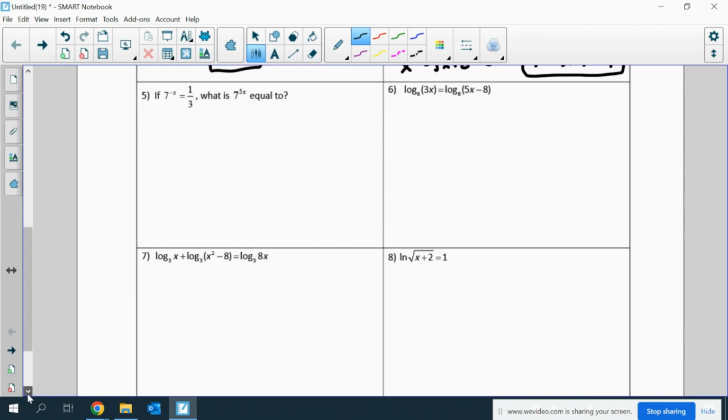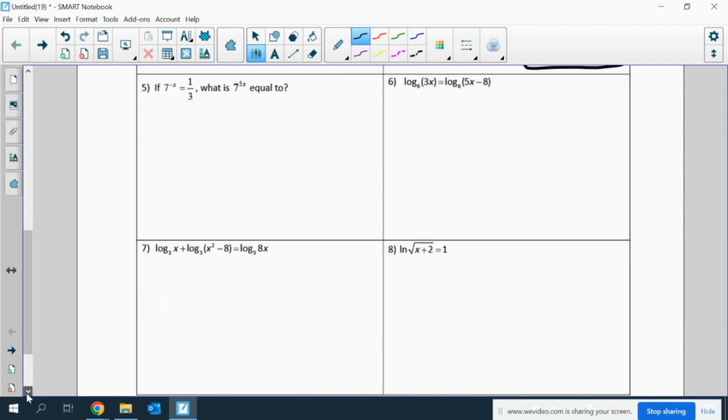Number 5 is a little bit more challenging. If 7 to the negative x equals 1/3, what is 7 to the 5x? So what I can probably do is just realize that 7 to the x equals 3, because the negative exponent means it's a reciprocal. So 7 to the x would equal 3. So then I have 7 to the 5x. Well, what is 7 to the 5x going to be equal to? Well, that would be equal to 3 to the 5th, because I just take both sides of this equation to the 5th power.